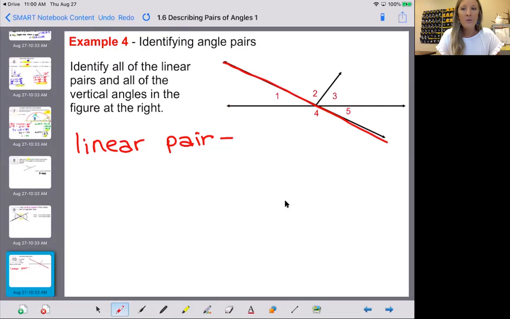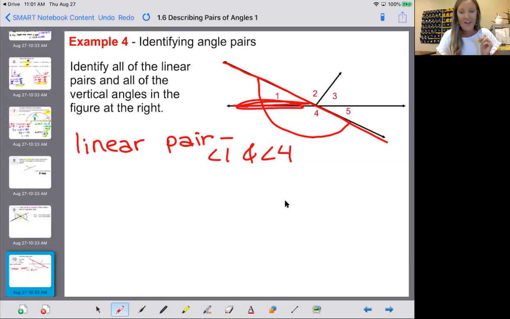Okay, I'm going to draw that same line. It's not angle 2, 3, and 5. It's these angles over here. So angle 1 and angle 4 do form a linear pair. See how angle 1 and angle 4, they're touching. They share this side right here. And they create a straight line when you put them together. Okay. There's another one. There's another linear pair hidden in this picture.